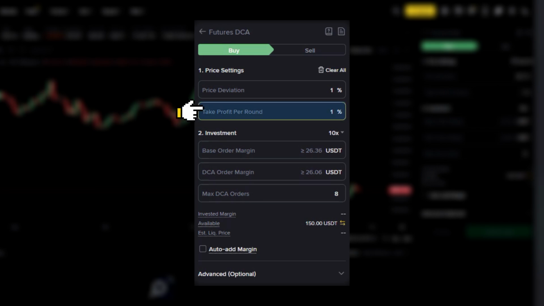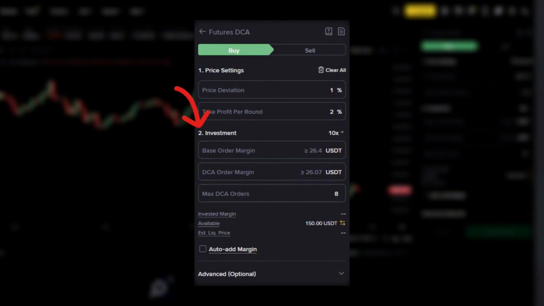Then we set up the take profit level. It is set up as a target profit percentage based on the average price your bot manages to get in a given round. So, if you set up your take profit target at 2%, for example, the bot will close the round when the profit reaches 2% of the average entry price.